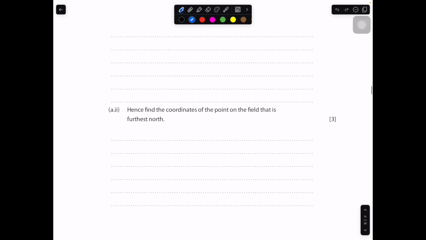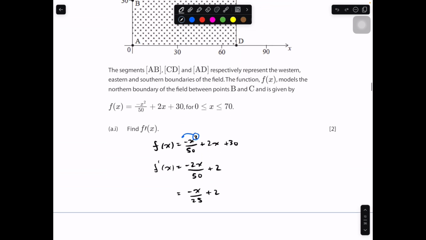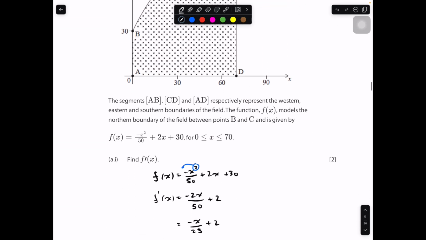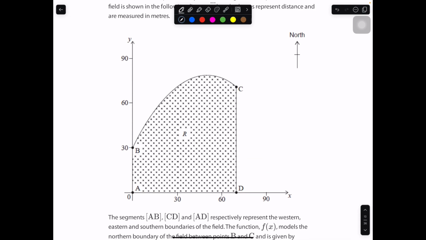There's our derivative. Hence, find the coordinates of the field that is furthest north. And this is a great question. So the coordinate of the field that's furthest north. Essentially, they give you the function, and so you could just find the vertex, essentially, the maximum. But what we know is that when we've reached a maximum, we have a slope of 0. M is equal to 0.